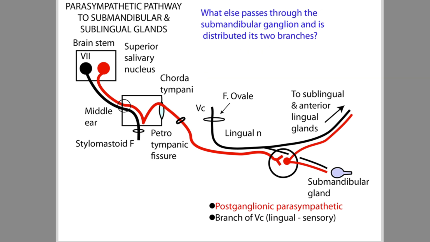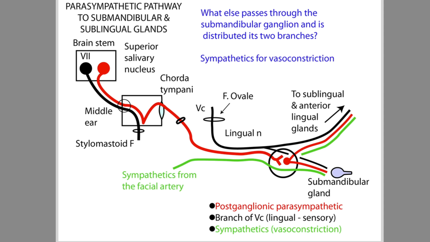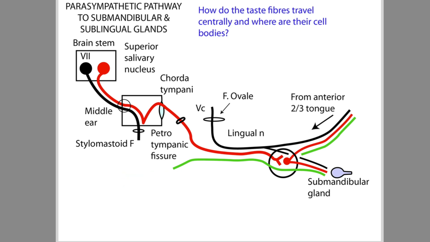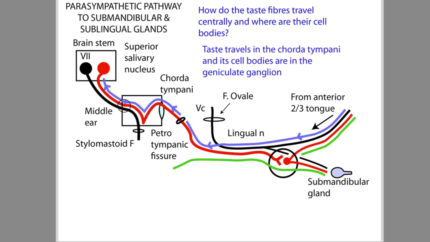Then we must ask, what else passes through the submandibular ganglion and is distributed with its 2 branches? And as always, in the head and neck parasympathetic ganglion, there are sympathetics also passing through for vasoconstriction only. In this case, these sympathetic fibres come from the facial artery. Then we must ask ourselves how the taste fibres from the anterior 2/3 of the tongue travel centrally, and where are their cell bodies? Well, the taste travels in the chorda tympani, and its cell bodies are in fact in the geniculate ganglion in the middle ear.